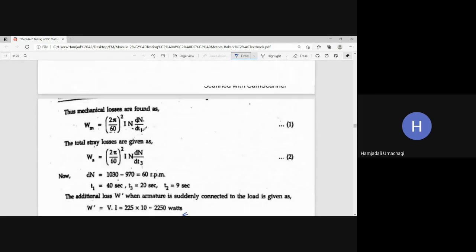With this, Ws is equal to W dash, which we have already calculated, and which is nothing but the electrical power absorbed, 2250. T2, when the armature is connected to the load, is 9 seconds. It is given in the problem statement: 9 seconds with full excitation and the armature supplying an extra load of 10 ampere. Okay, so this is T2. Then what is remaining now? T3. T3 is with full excitation. T3 is 20 seconds, given as 20 seconds with full excitation.